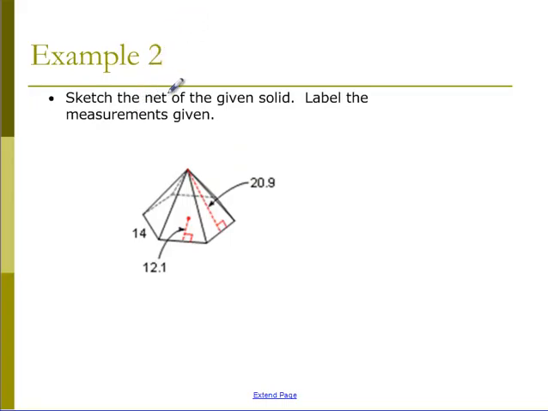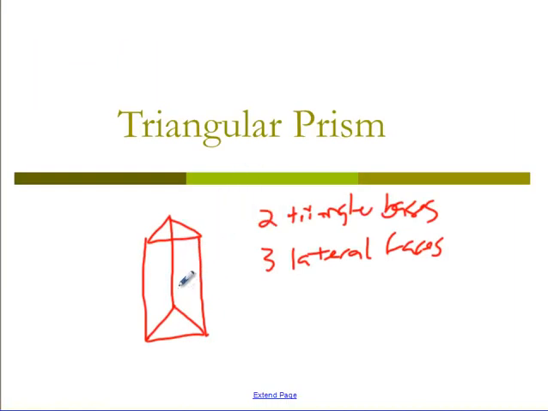So now we're going to talk about a net of a solid. We haven't yet, but a net of a solid is if I took, let's go back to the triangular prism, what if I cut it open and laid it flat? Okay, I've got 3 rectangular faces that are connected. 1, 2, 3. And then on the sides, connected to the bases, are my triangular bases. So the net of a triangular prism looks like this.